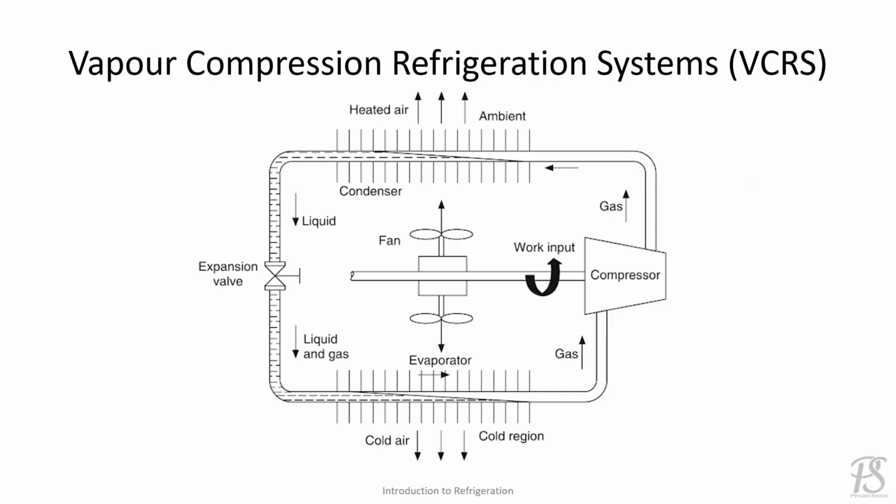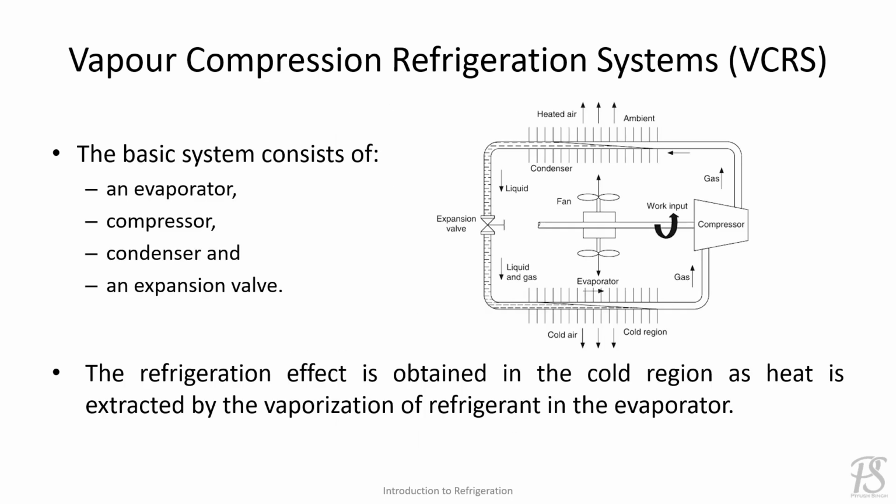This figure shows the vapor compression refrigeration system, which is one of the most widely used systems. The basic system as shown in the figure consists of an evaporator, compressor, condenser, and an expansion valve. The refrigeration effect is obtained in the cold region as heat is extracted by vaporization of the refrigerant in the evaporator. This system will be discussed in greater details in future videos.